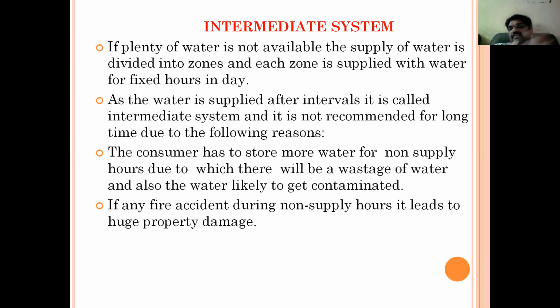Now the intermittent system. When can we follow this? When the water is not available, or when the resource is limited, we go for this intermittent system. How do we go for it? By dividing the entire area into different zones and allocating different time schedules to supply water, we adopt this intermittent system.